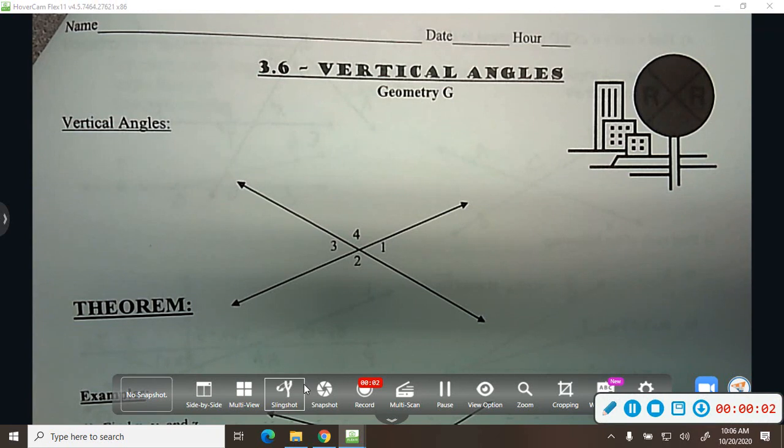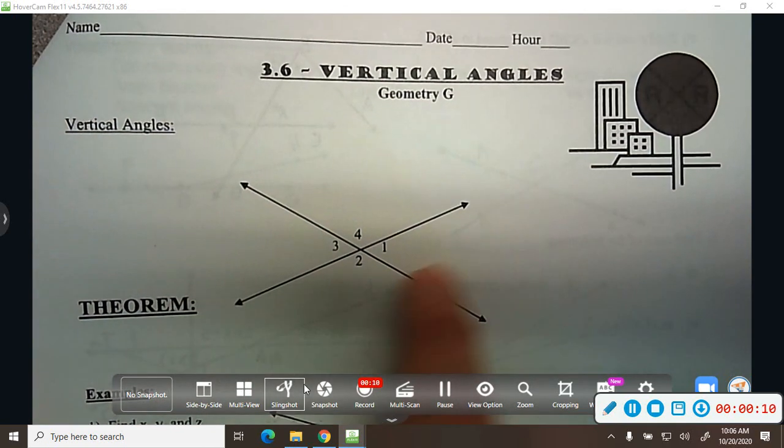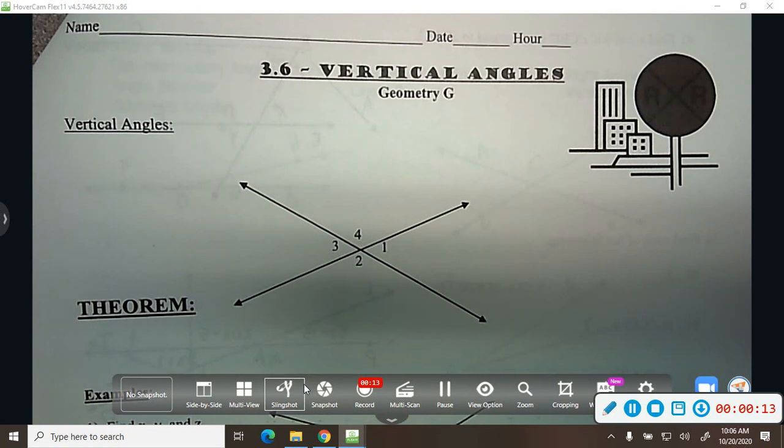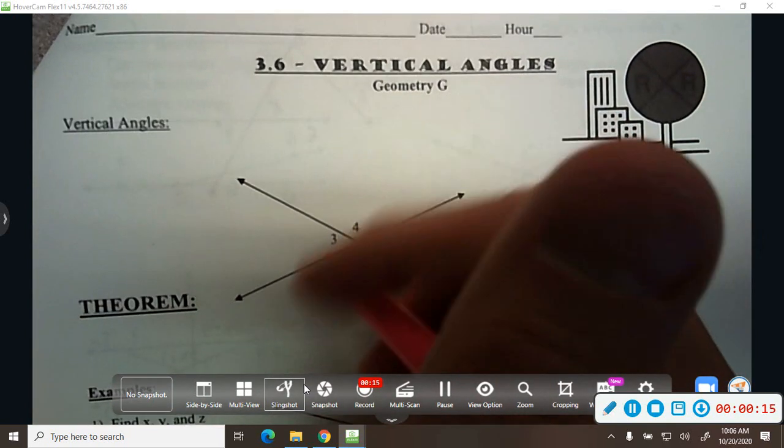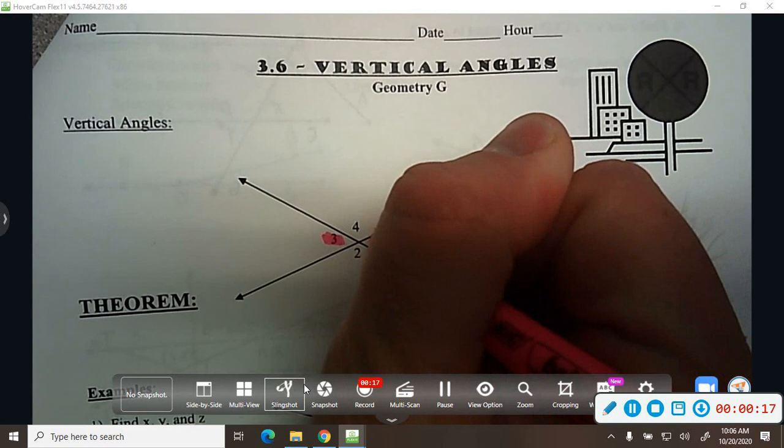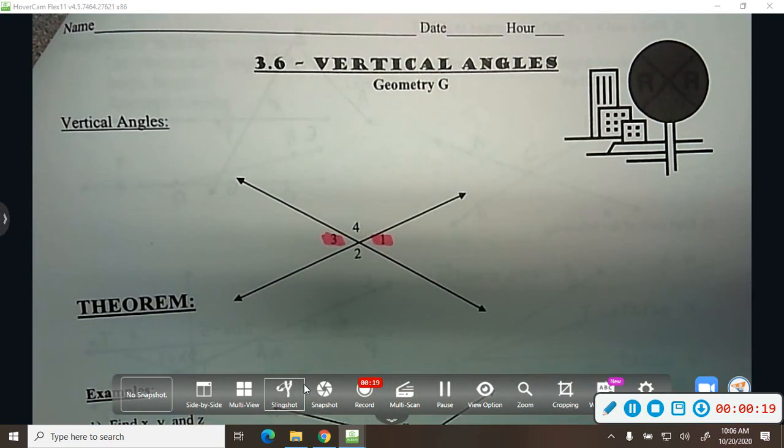So we're going to talk about what's called vertical angles. And what are vertical angles? They're angles on the opposite side of the x. Like here I have an x. So I would say angle 3 and angle 1 are vertical angles.